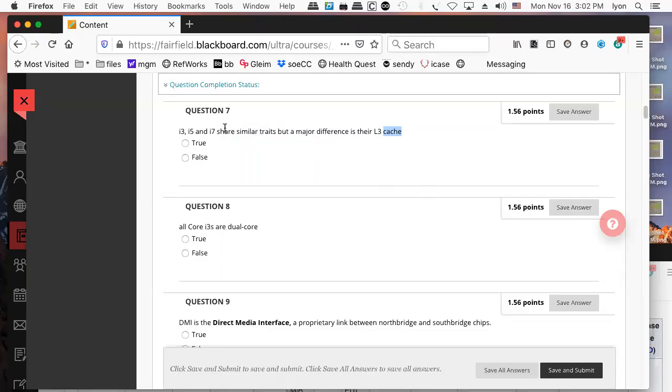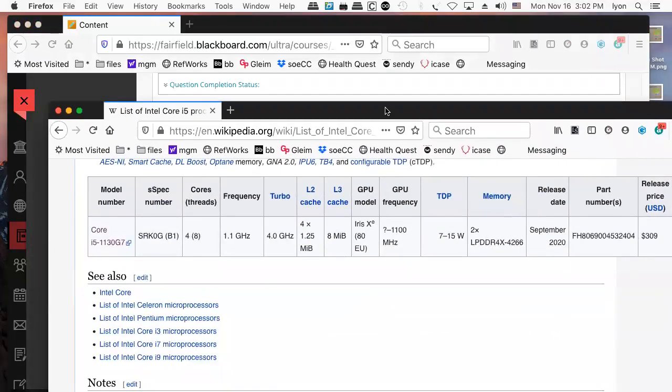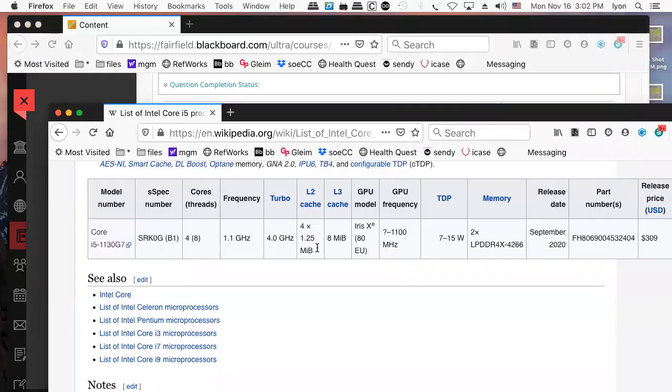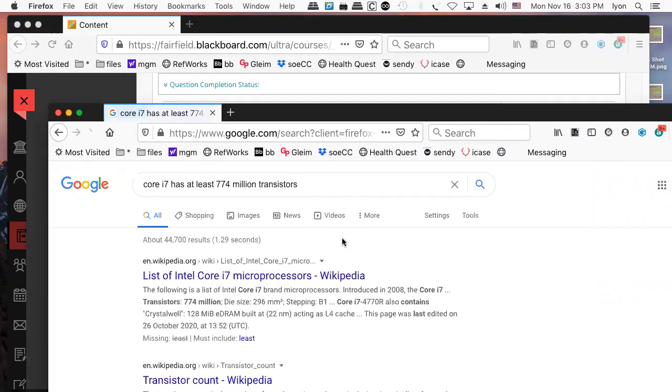And you know what you ought to do with something like this? You ought to verify it. Look it up, check out what the cache is looking like. And here it says it's a 4 by 1.25 megabyte cache. And then look up, like, your i7 processors and see what they're looking at in terms of cache. There's probably a list of i7 processors.